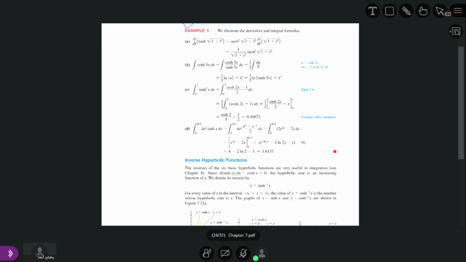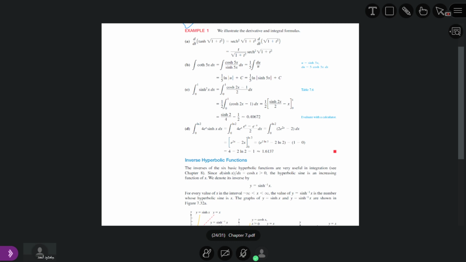So there the angle was just x. Here you can see, in example one we change the angle. Here we have derivative of tan hyperbolic. What is the angle? Square root of 1 plus t squared. So whenever we take the derivative, what is derivative of tan hyperbolic t? It is equal to sec hyperbolic squared t.